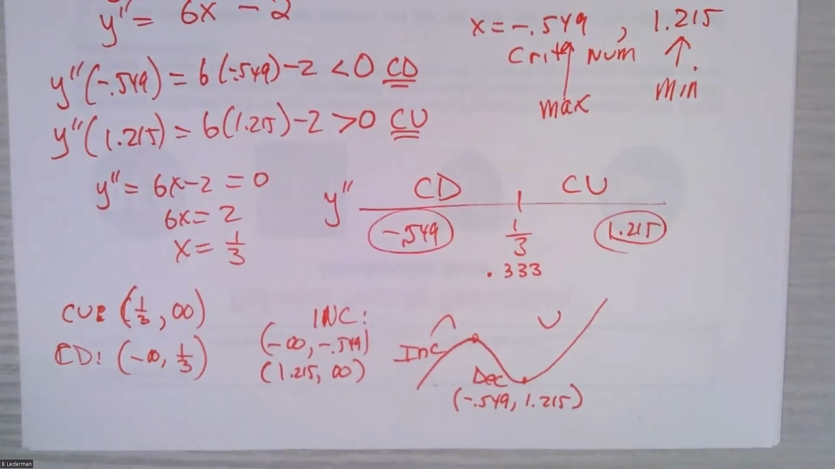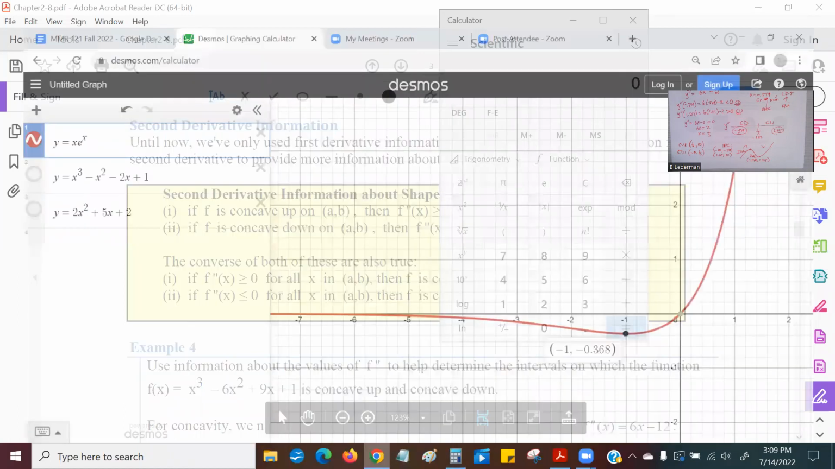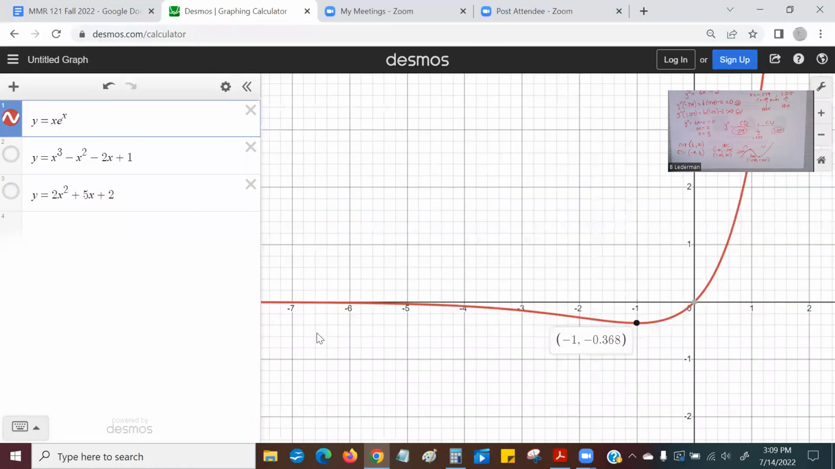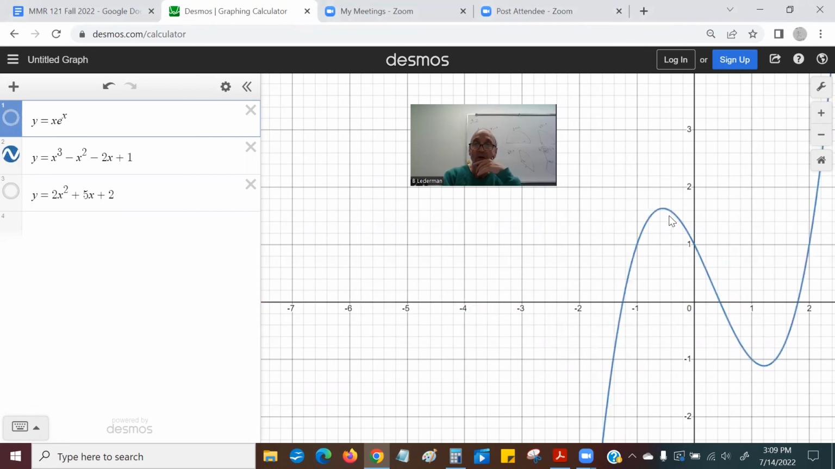And let's look at this on Desmos to see how it looks there. So I'm going to share my screen with Desmos and switch cameras. So here we are on Desmos, and look at this. Wrong function. So this here, that's the negative 0.549.